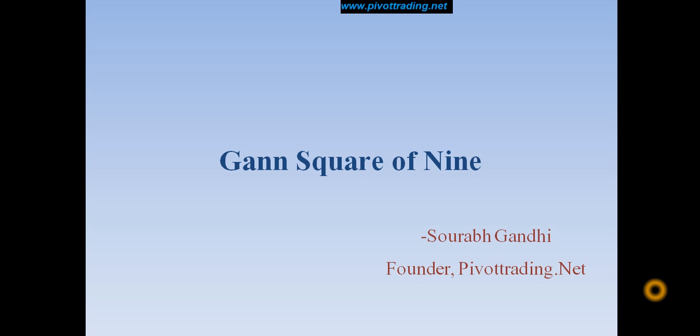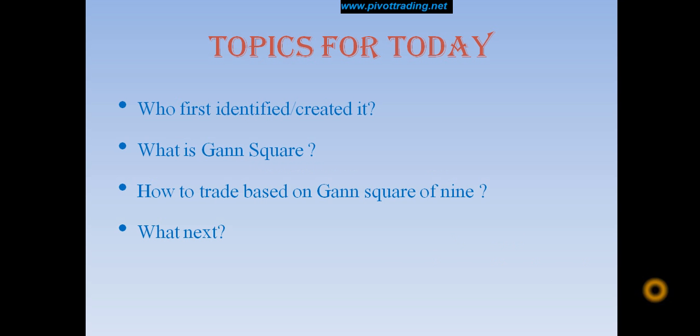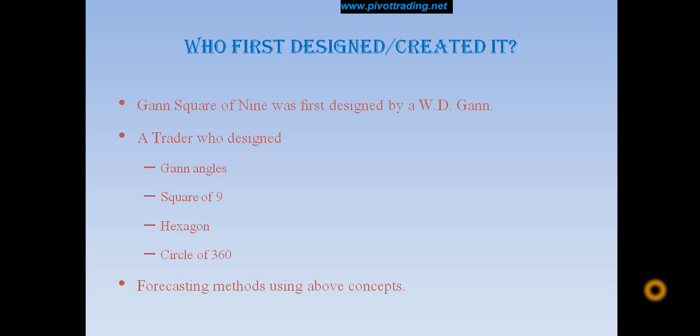So let's have a brief look at what all we are going to cover in this session. We will start with understanding who was the first person who designed or created this Gann square. What exactly is the Gann square? Why is it called Gann square? And how does it look? How can we trade in intraday based on the Gann square of 9? And what is next in the Gann square after we complete this session? So let's have a look at what exactly is the Gann square of 9.